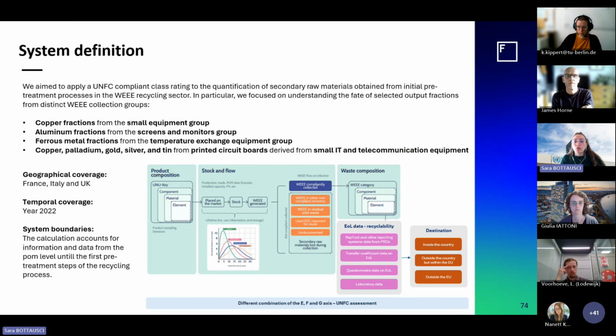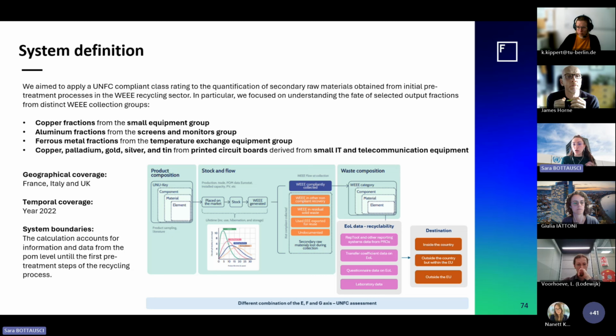But let's jump now into the e-waste example, because the objective, as said, was to test the applicability of the UNFC also to the quantification of secondary raw materials. More precisely, what we wanted to do was to map and also quantify specific output fractions obtained from the treatment of specific e-waste collection groups. And indeed, we have analyzed the copper fraction coming from the treatment of the collection group small equipment, then the aluminum fraction from the treatment of screens and monitors, and then the ferrous metal fraction from the treatment of temperature exchange equipment.